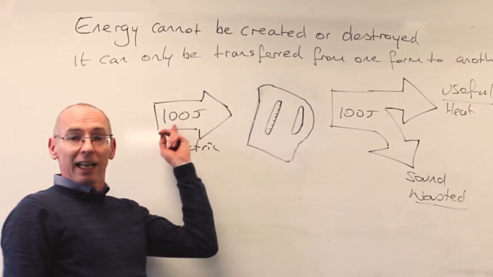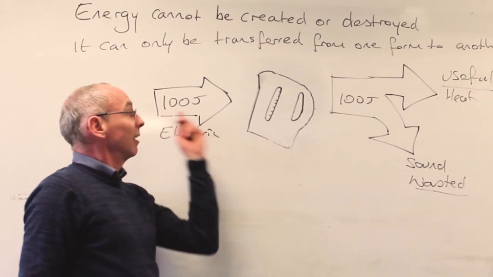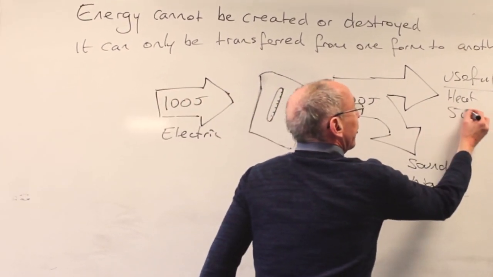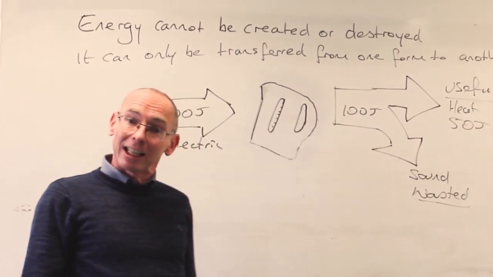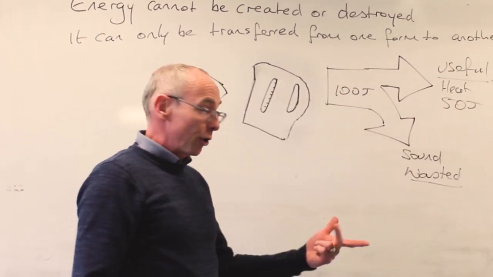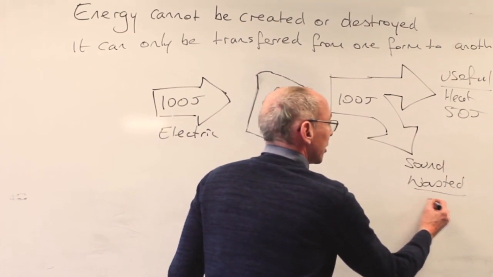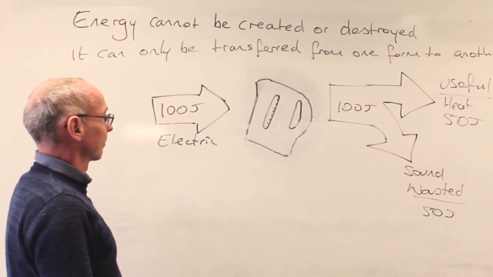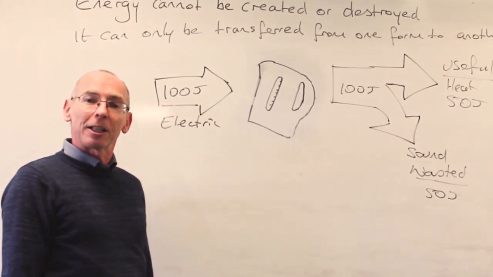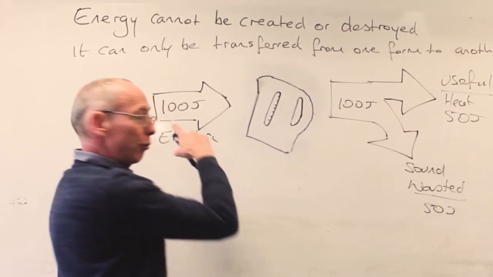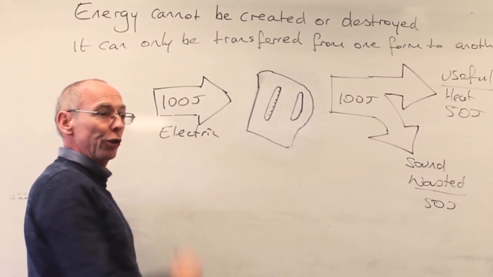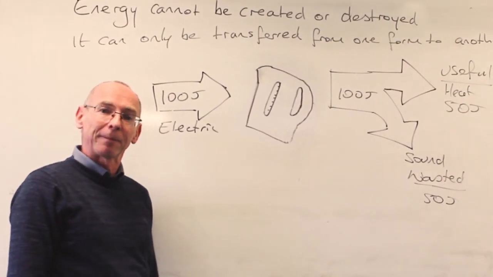Now, 100 joules of energy go in, 100 joules of energy come out. Of that, you might find that 50 joules went to heating up, and it's a pretty loud kettle because it's quite old. So 50 joules might have gone to sound. It's not very efficient, is it? Because only 50 of the 100 joules was useful. Only 50 of the 100 joules goes to making a cup of tea.